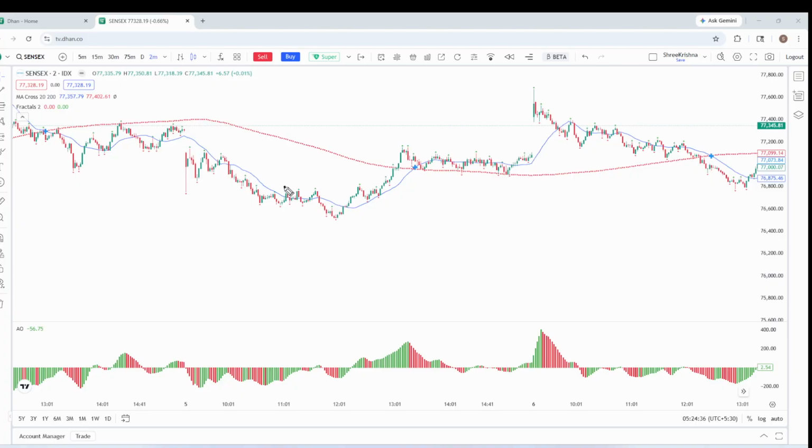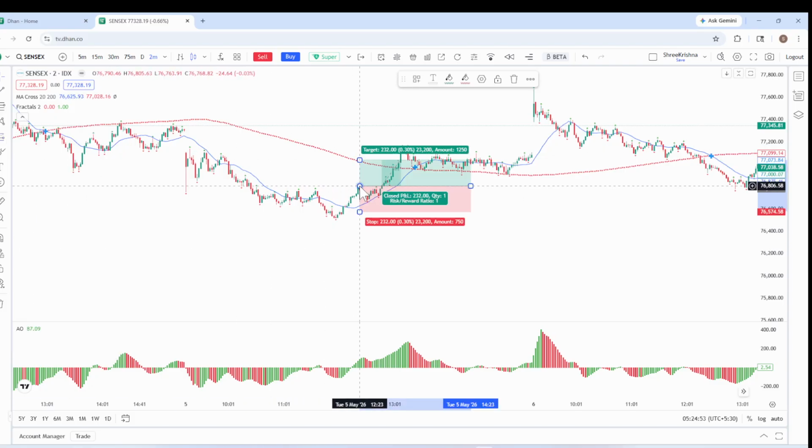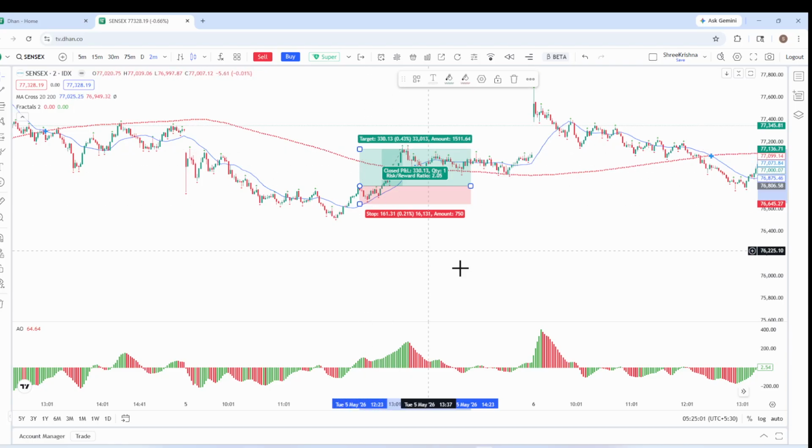We will wait for the first fractal to break, the first pivotal fractal to break. Then above that we will buy and our stop will remain here, and we have one more length. Let's consider that. Now I can show it to you in a replay. Your stop is 161 points and your take profit should be 2, so 330 points.